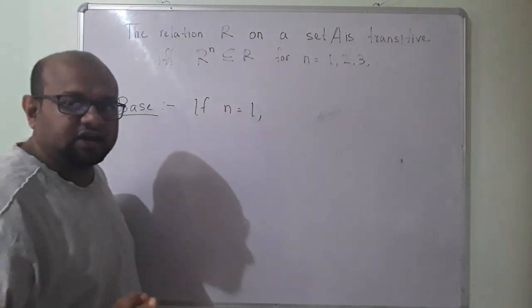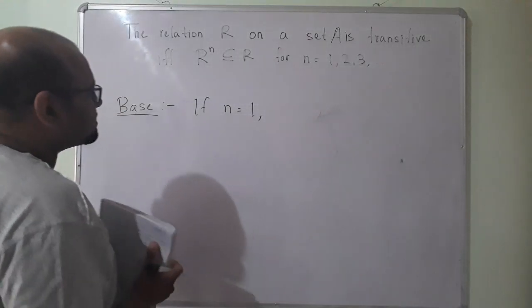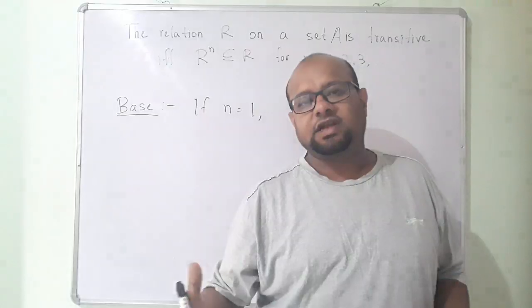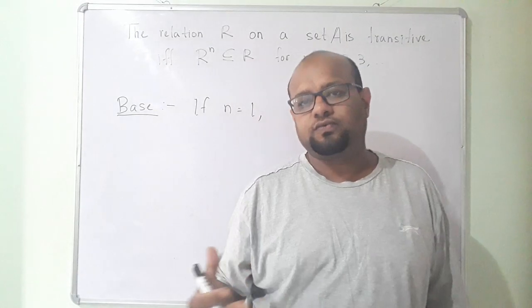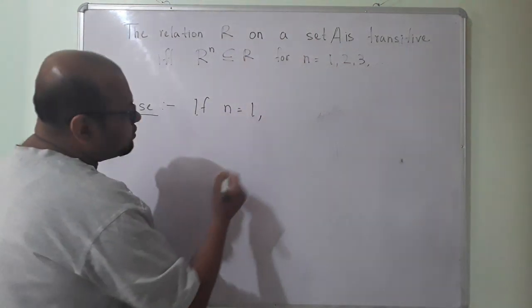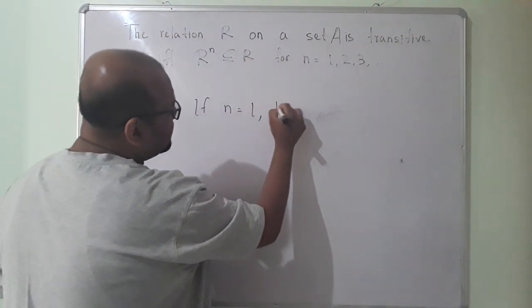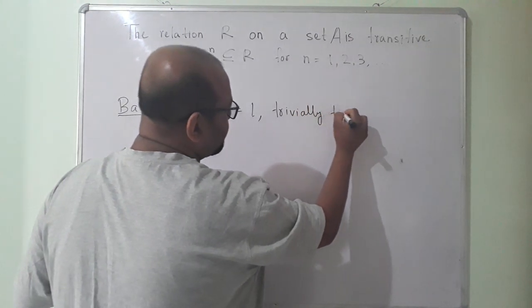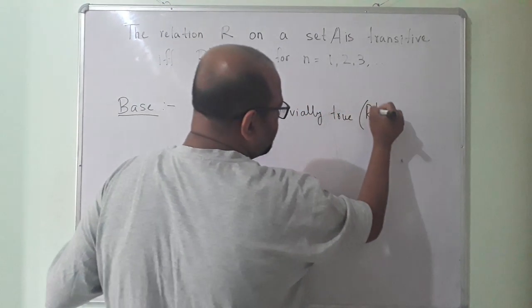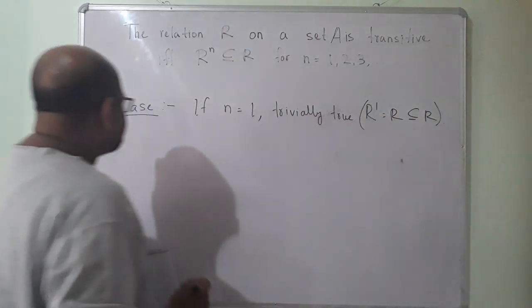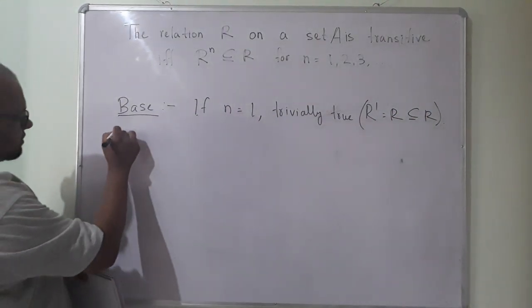R is a subset of R, right? We know that by definition of subset. So lots of definitions are giving us all these requirements for this proof. All these axioms are given by definition. So if n equal to 1, then it is trivially true, because R to the power 1, that is R, is a subset of R. This is the base of our induction.